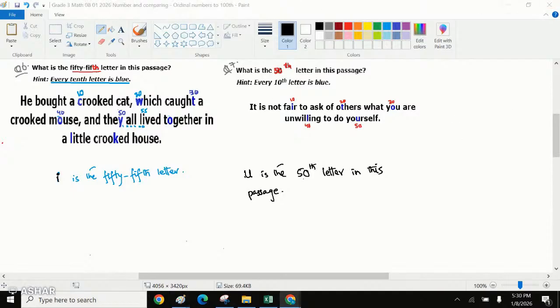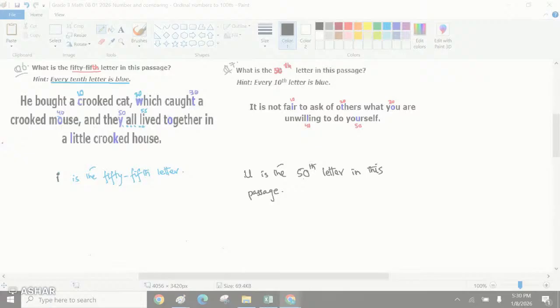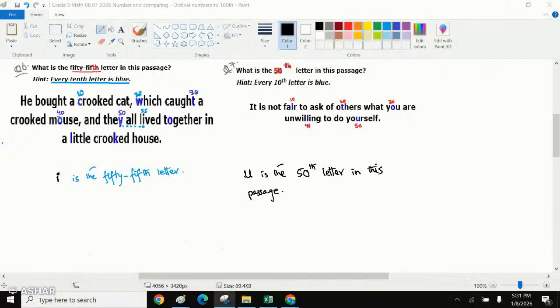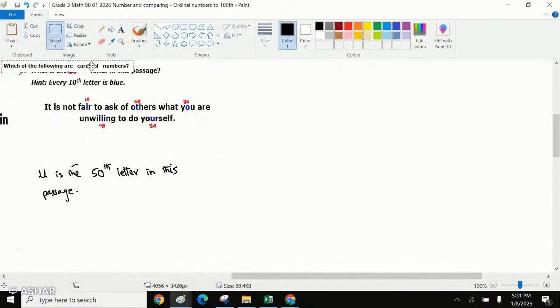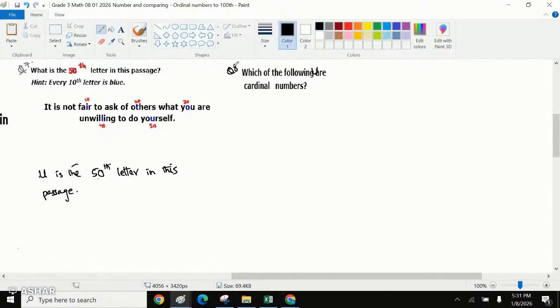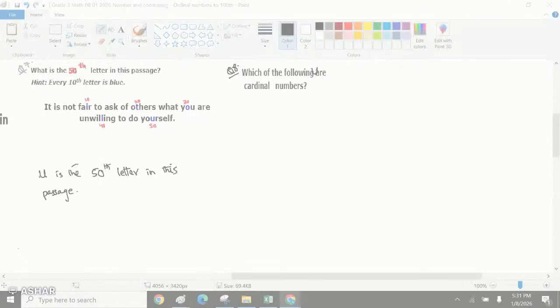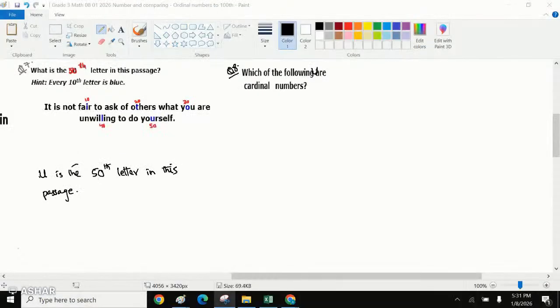Moving ahead with the next question, they're asking us to find which of the following numbers are cardinal. They want us to find the cardinal numbers out of these given numbers. I will write it down. For question number 8, they have a set of numbers given to us and they want us to find the cardinal numbers, okay? This is question number 8. The numbers that have been given to us are these.